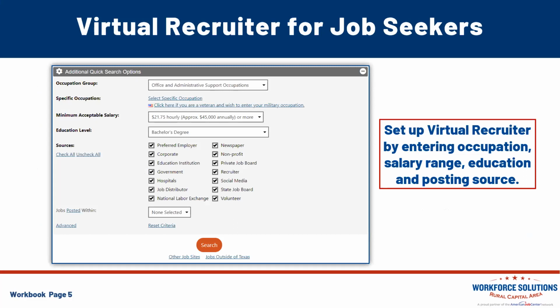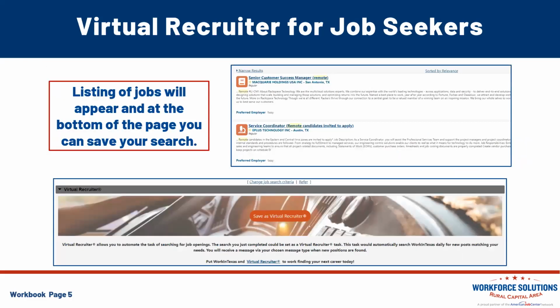So to set up a virtual recruiter, what you want to do is you're going to put in your occupational keywords, that salary range, your education, where you'd like the system to go look to find those positions, and then you'll simply hit the search. Now, what happens is your job listings will appear, but at the bottom of the page, if you see this is a really successful search, you want to save this as a virtual recruiter. So click that orange Save button.